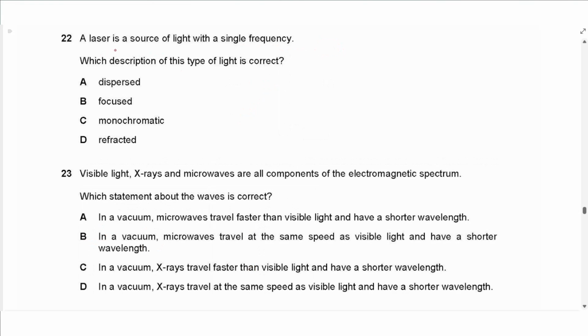Question 22 says a laser is a source of light with a single frequency. Which description of this type of light is correct? So a single frequency, that's a monochromatic light, so we choose C.